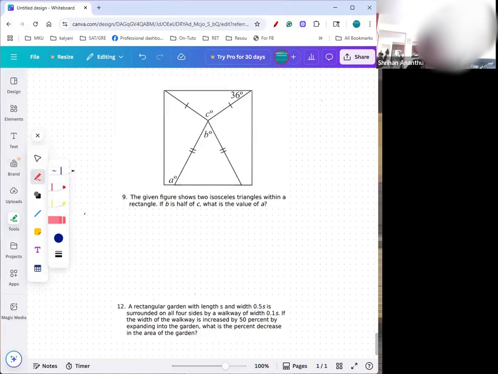and then I subtracted that from 180, and then I got 108, and then since it said B is half of C, I just divided by 2, and then after that I did 180 minus 54, and I got 126, and I divided that by 2 to get 63, and then after that I just did 180 minus 63, and I got 117.